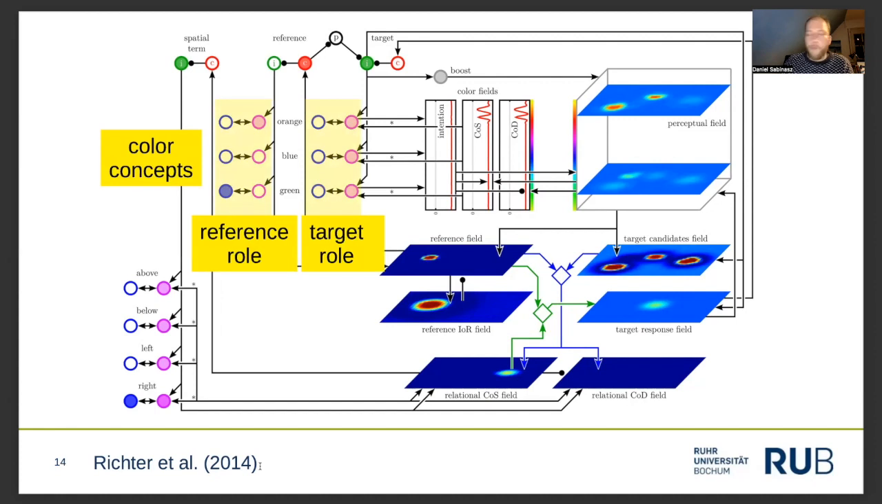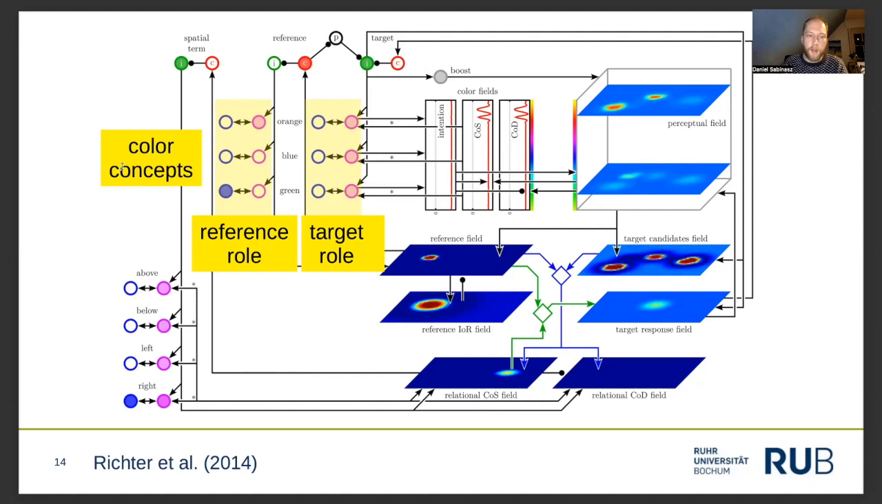So as before, we have color concept nodes, but this time we introduce two sets of color concept nodes, one for the reference role and one for the target role. That is because we want to already encode the entire phrase beforehand, right? So we want to tell the model beforehand what is the color of the reference object and what is the color of the target object. And that should then be stored in self-sustained nodes, and everything else should happen autonomously.